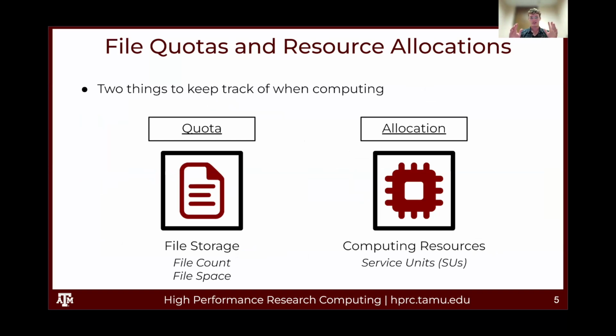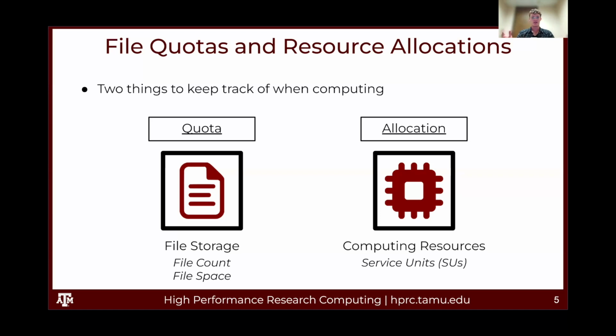So the file quota, just like in the name, file, it's for your files, it's for your storage. You have a file limit and you have a space limit, and you have a couple other directories that you use to put your files in. We'll talk more about that later. But the point is you have a set amount of file space, and then separately you have your service units. These are your resource allocations, and you can think of it as your computing credits.